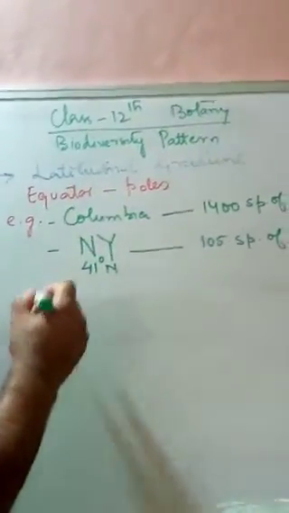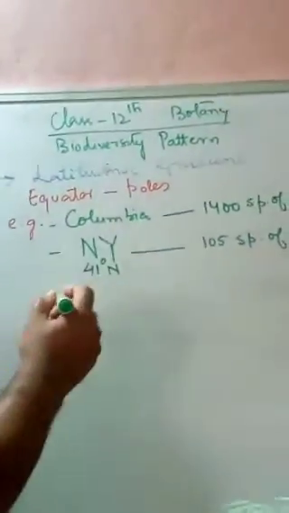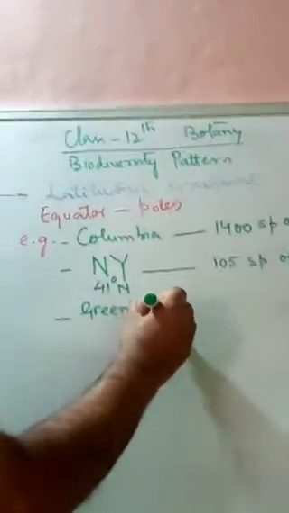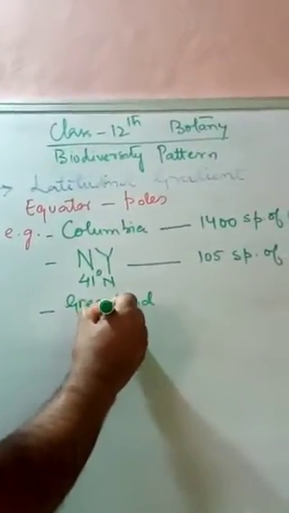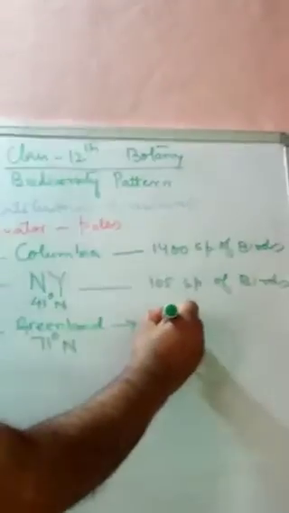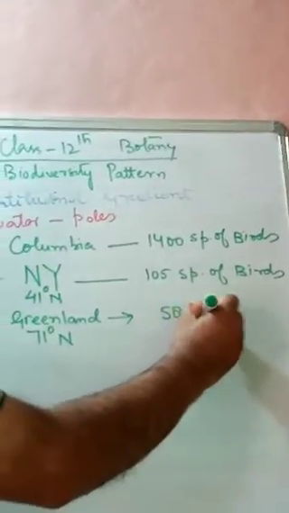Now, moving further away from the equator, we have the country known as Greenland. Greenland is situated at a latitude of 71 degrees north, and here a mere 58 species of birds are found.